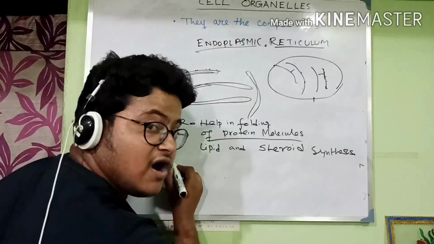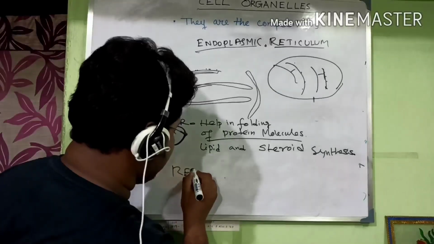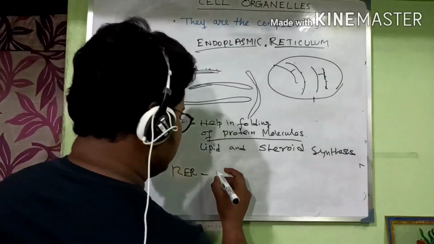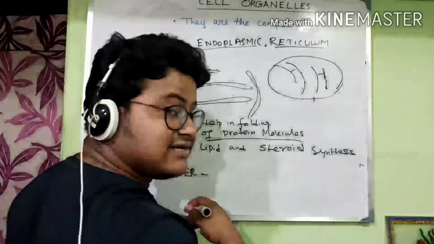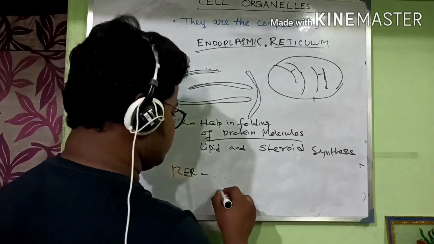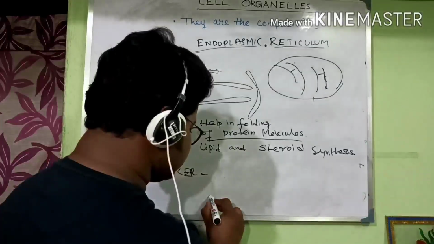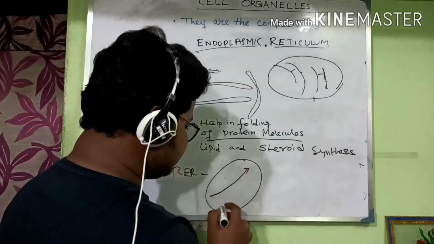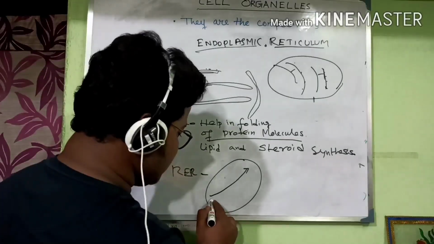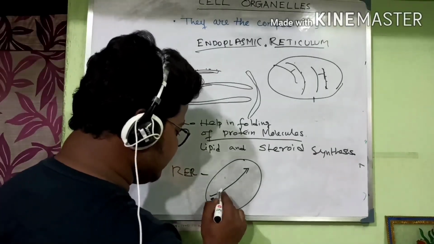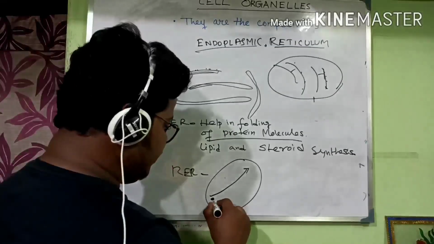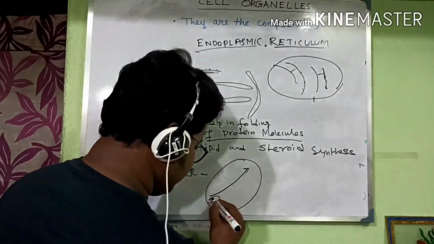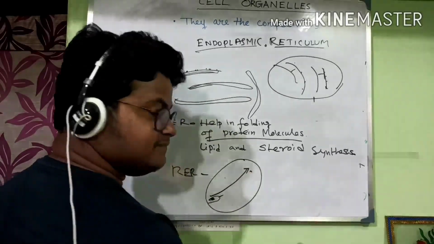Now what is the job of RER, the rough endoplasmic reticulum? As usual, it is a transport system and helps to guide molecules from one region of a cell to another. Let's assume this is a cell and a molecule is present in this area. RER helps to transport it from here to this position.